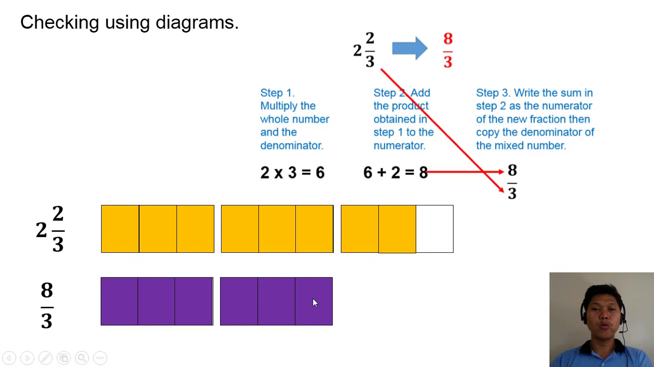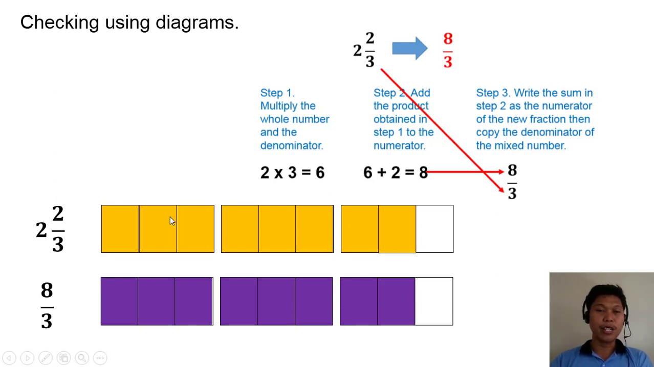We still lack 2. So, kailangan pa natin ng dalawang additional. So, 1 whole na naman. And then 1 and 2. And this is 8 over 3 or 8 thirds. And as you can see, klarong-klaro naman, they're just naming the same. Therefore, they are just equal. So, 2 and 2 thirds is equal to 8 thirds.